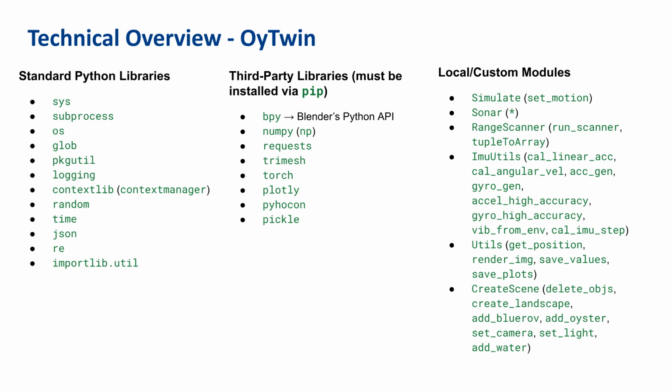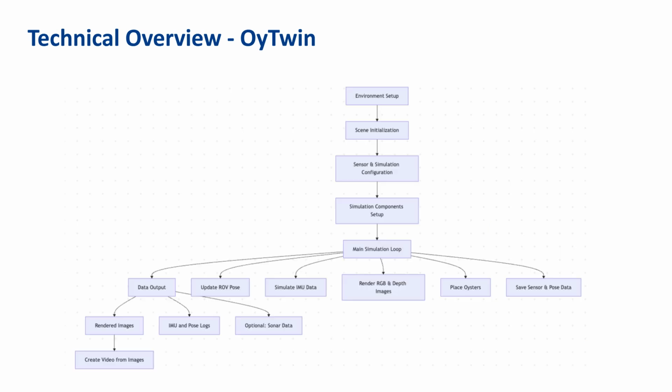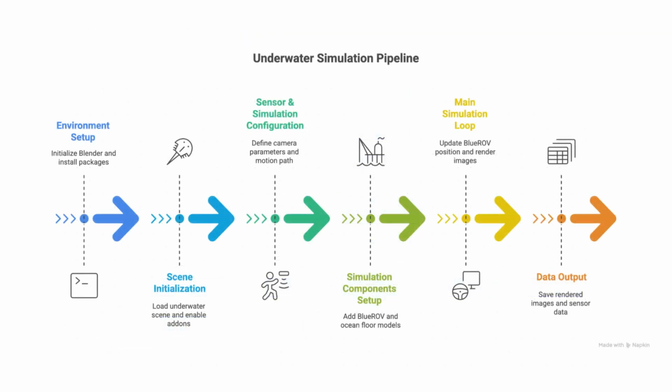This diagram gives a high-level workflow of OyTwin's technical pipeline. It starts with the environment setup, where the 3D underwater scene is initialized. From there, we configure the sensors and simulation parameters, followed by setting up the simulation components. This is the simplified end-to-end simulation pipeline of OyTwin.